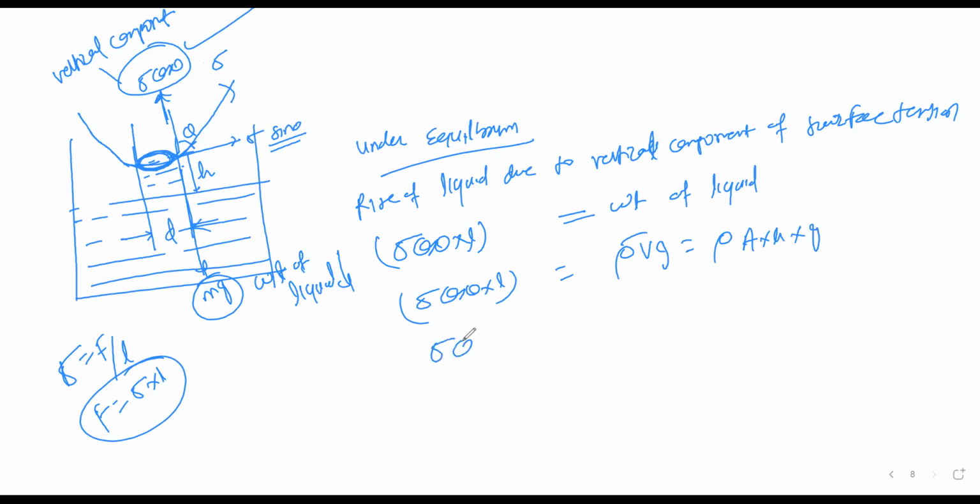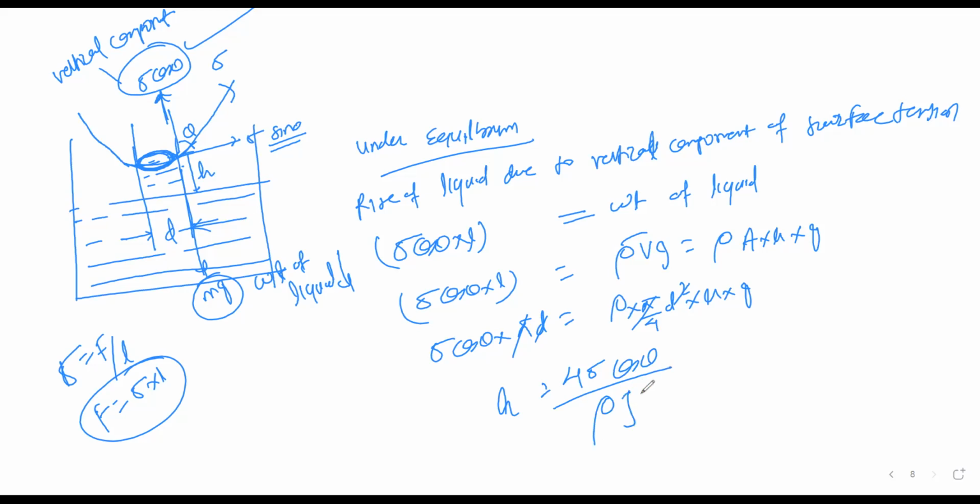So further, sigma cos theta, and L is the length of the circumference, which is pi d. Rho into area is pi by 4 d square into height h. So pi gets cancelled, one d gets cancelled. So here h is equal to 4 sigma cos theta by rho g d. And this is the formula for the rise or fall case.